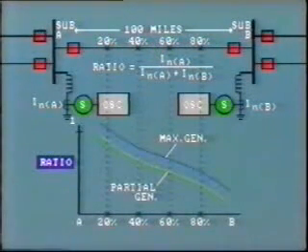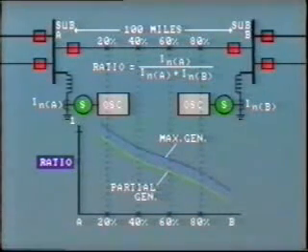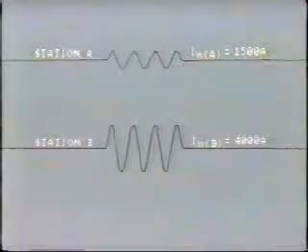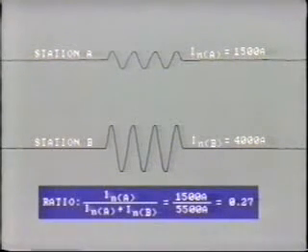Of course, we can create a whole family of curves for different system conditions, such as maximum generation and partial generation. Now that we have the simulation curve, how are the oscillograms used? Well, after a fault occurs on the line, the oscillograms are checked, and the magnitude of neutral current in each station is read from the plots. For this particular fault, INA is 1,500 amps, while INB is 4,000 amps. Our fault current ratio is 1,500 divided by 5,500. This works out to be 0.27.